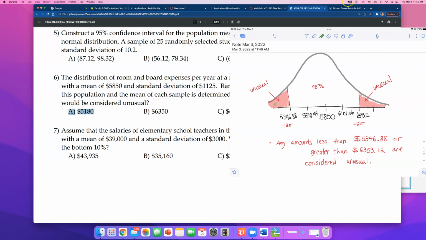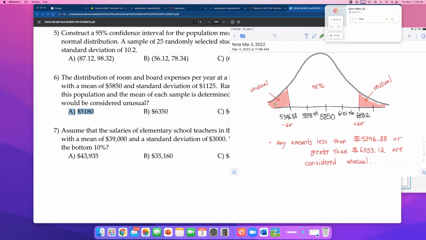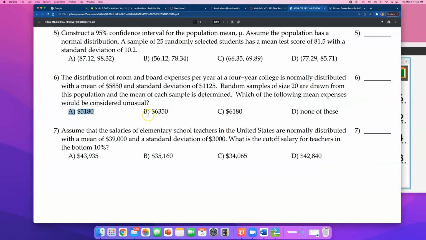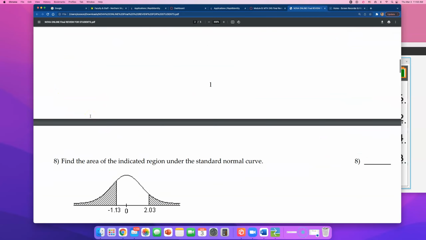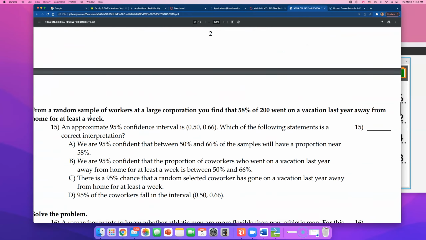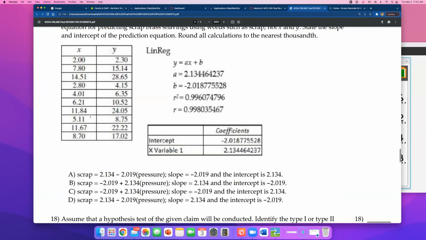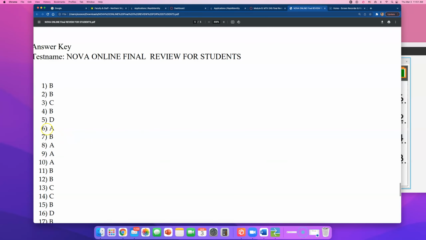I think there's another way to do this using z-scores, but that's how I would do it. Let's check and see if we got it right. Number 6, if I go down, is it really A? Number 6 is, oh gosh, it's a long document. Number 6 is A. So that's how you can do number 6.